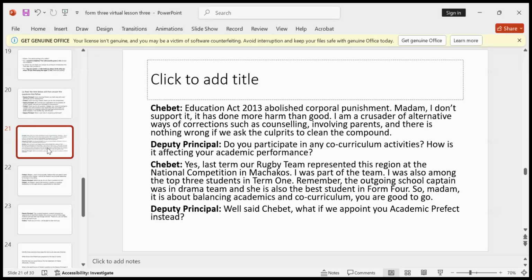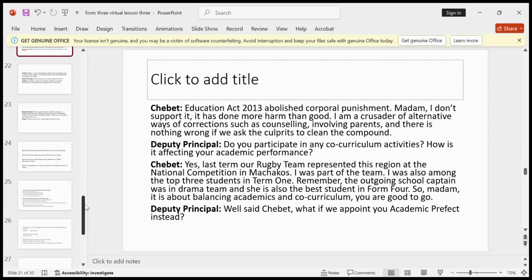Do you participate in any co-curricular activities? How is it affecting your academic performance? Yes, last time our rugby team represented this region at the national competition in Machakos. I was part of the team. I was also among the top 3 students in Term 1. Remember, the outgoing school captain was in drama team, and she is also the best student in Form 4. So, madam, it is about balancing academics and co-curriculum. You are good to go.